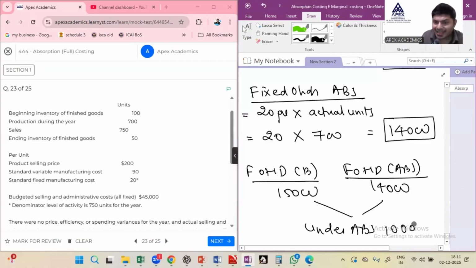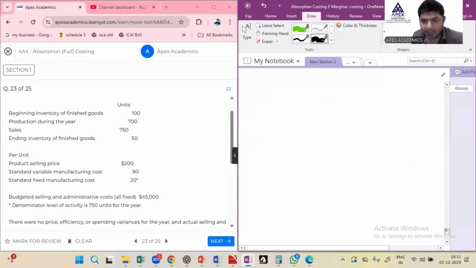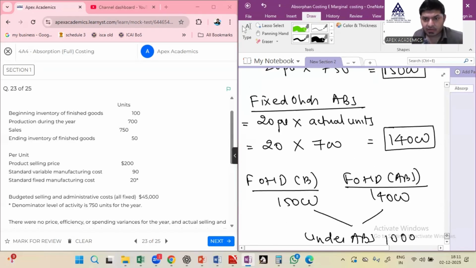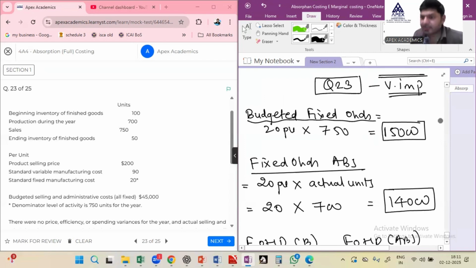How do I say that there is an under absorption? Please try to understand that I was supposed to recover a cost of how much? 15,000. No matter how much you manufacture, you have to recover 15,000, but how much have you recovered?